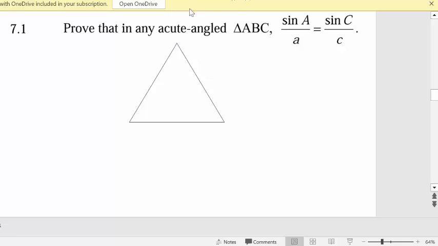In today's lesson, we are going to prove that in any acute angled triangle ABC, sine of angle A over side a is equal to sine of angle C over side c. Firstly, we need to construct a triangle.